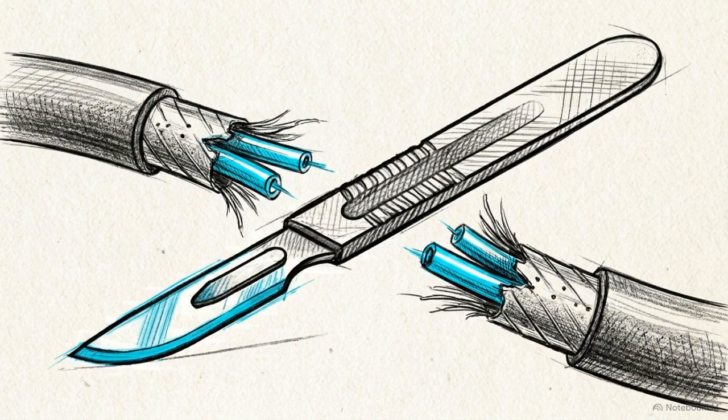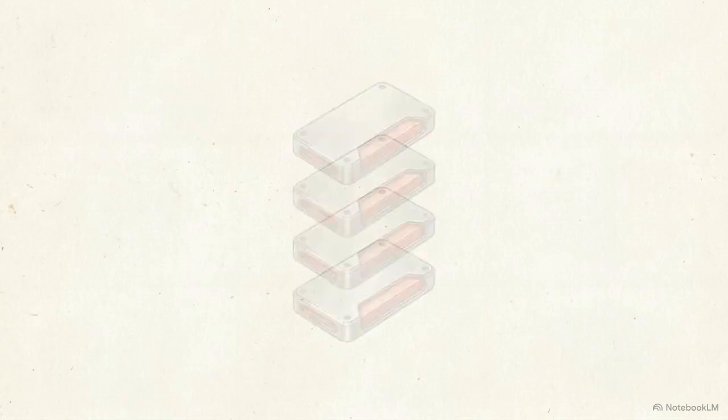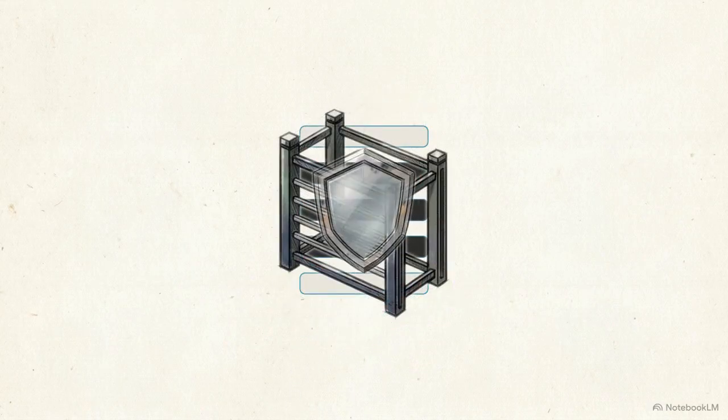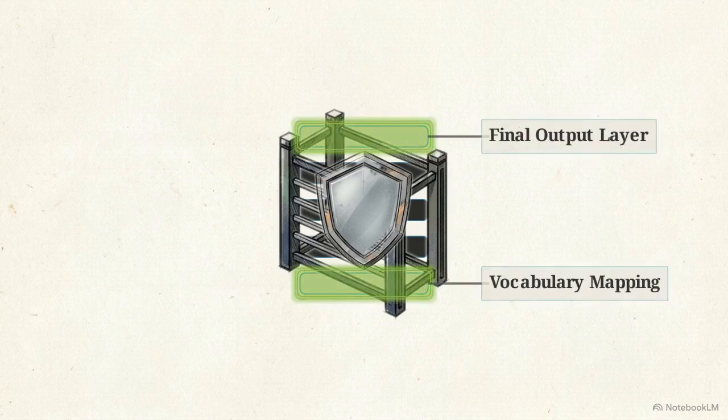It is a surgical operation called trimming, and it specifically targets a model's embedding layers to cut out unused linguistic data. Trimming completely ignores the core reasoning backbone of the transformer. Instead, it exclusively modifies the final output layer and the model's vocabulary mapping.